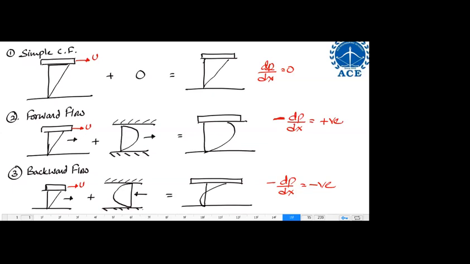Sir, I have a doubt in one question. The question is: a hollow sphere of inner radius 80 mm and outer radius 90 mm floats with half volume submerged in an oil of density 800 kg per meter cube. They are asking the mass of the sphere and the specific gravity of the sphere.